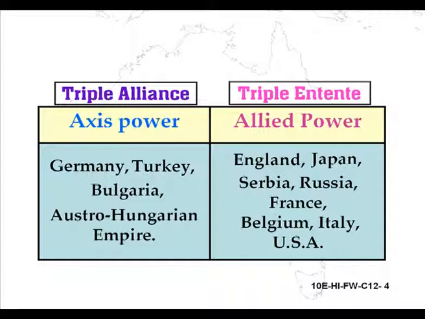They were headed by Germany on the side of Triple Alliance, and on the side of Triple Entente, England was the leader. Please write down this information in your notebook.